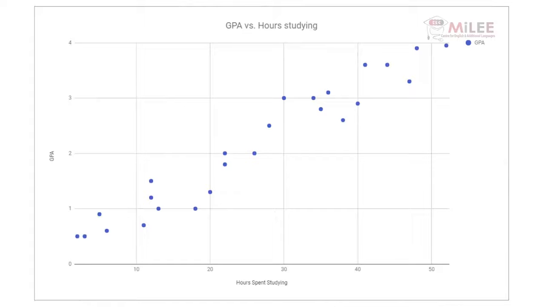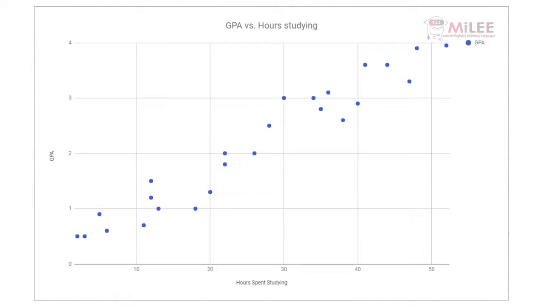A good way to decide if there's a correlation between two variables is to graph your data. For example, let's say you want to know if there's a relationship between the number of hours a student studies and their GPA. You can survey 25 students about both these variables and graph your data. You might get a graph that looks like this. Notice that, in general, as the number of hours spent studying increases, so does the GPA. You could say that there is a correlation between these two variables.